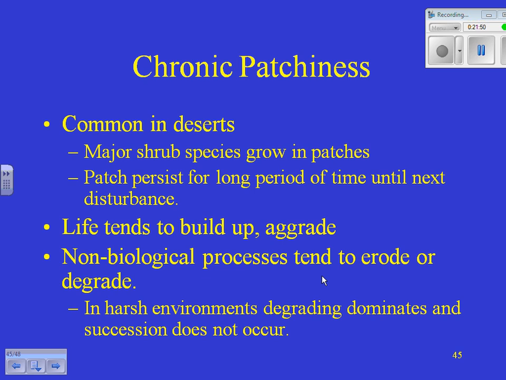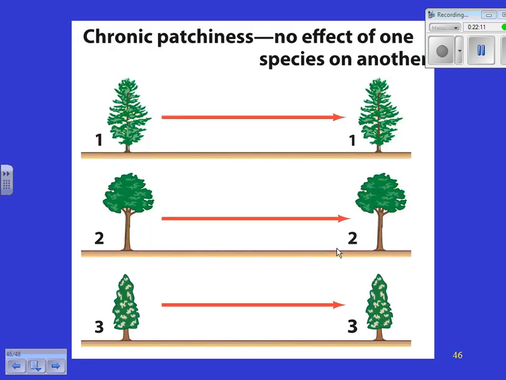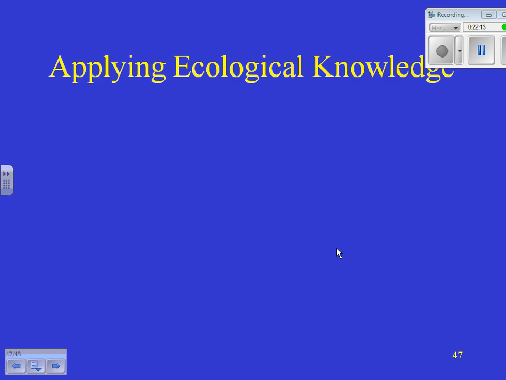So what kind of changes occur during succession depends on the complexity between life and its environment. Life tends to build up or aggregate where non-biological processes in the environment tend to erode and degrade. And in some of these more harsh environments where the energy and chemical elements required for life are limited and disturbances are frequent, the physical degrading environment dominates and succession does not occur.